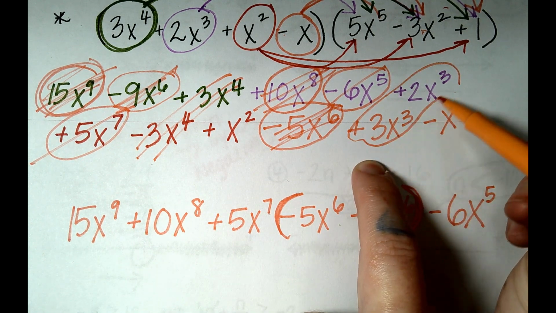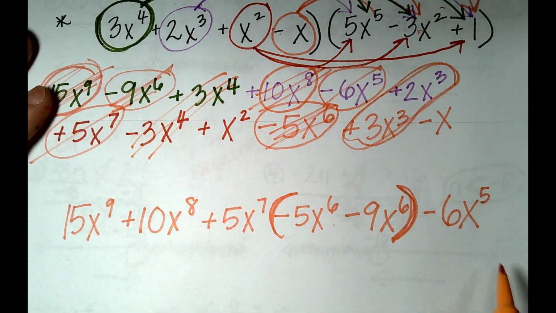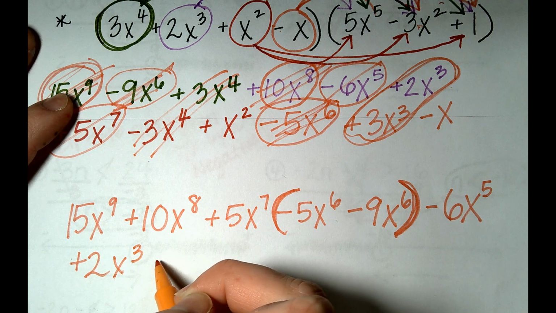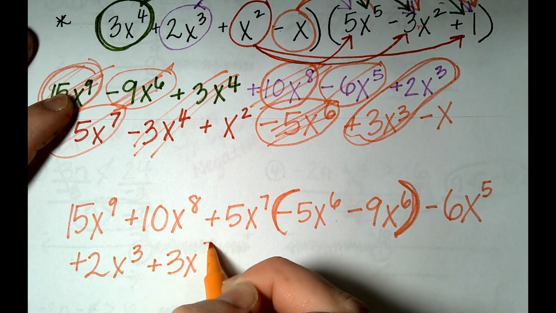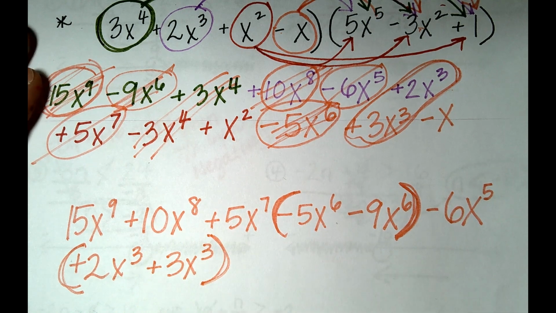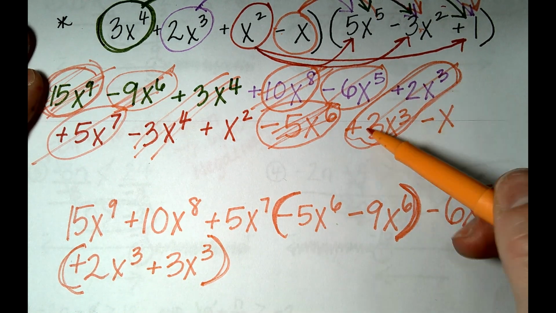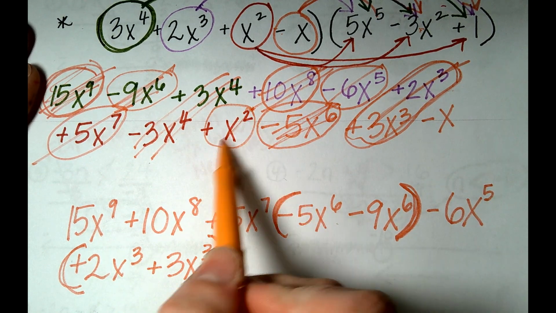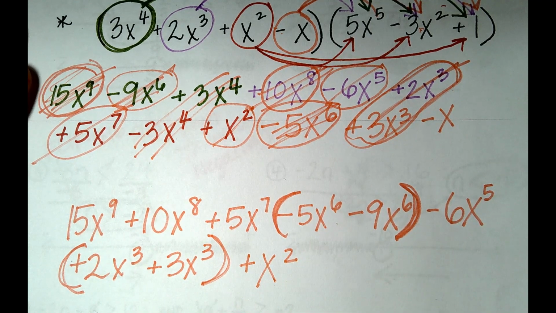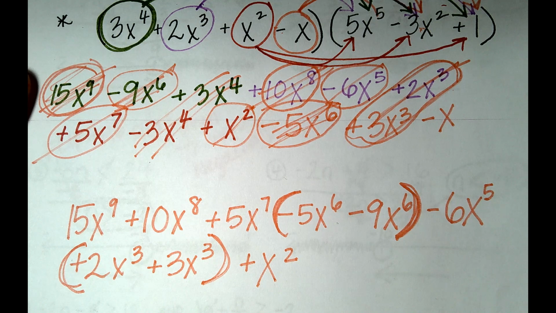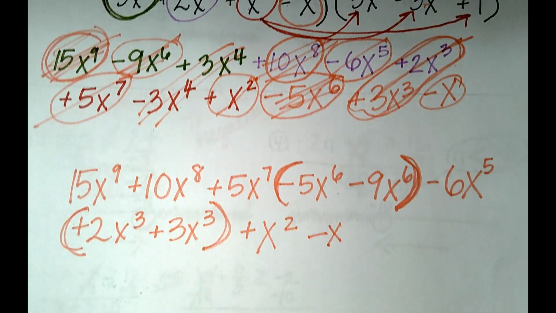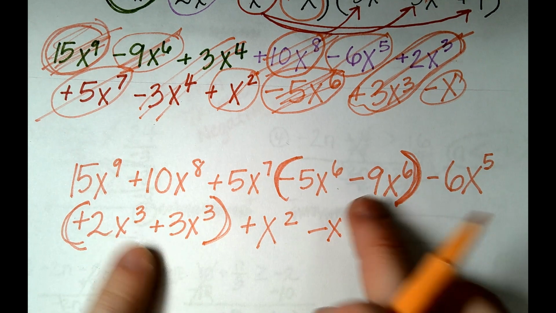Yeah, 2x to the third power and 3x to the third power. Okay, those will go together. How about the second power? Yep, we got an x squared. And any just regular old x's? Minus x. Okay. So we have our like terms in parentheses.